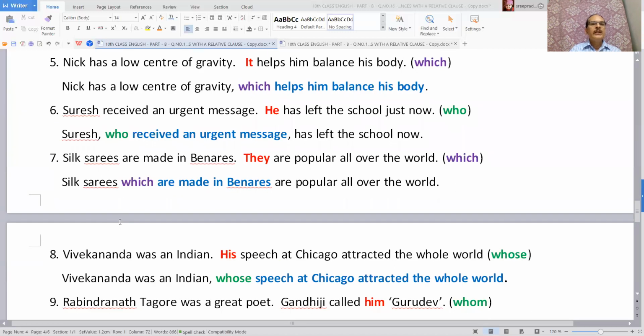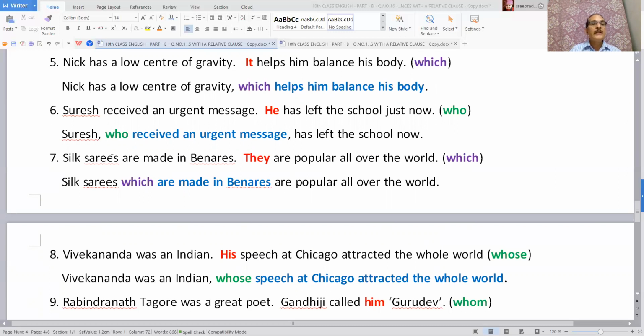Next one. Silk sarees are made in Banaras. They are popular all over the world. Here, silk sarees, this is the subject in the first sentence. In the second sentence, are popular all over the world. This is the predicate, actually, this is the main clause. Silk sarees are popular all over the world. Which silk sarees are popular all over the world?